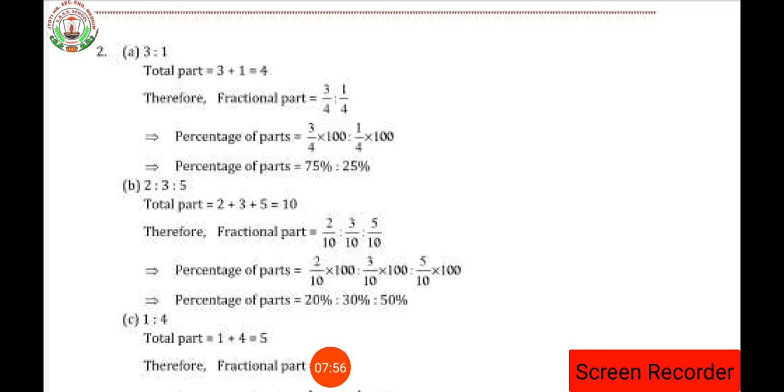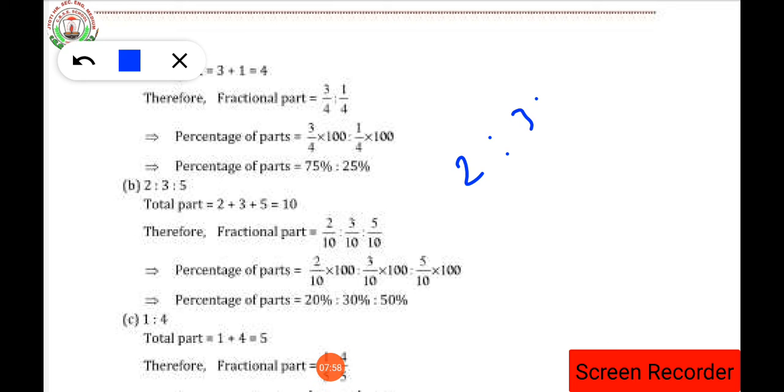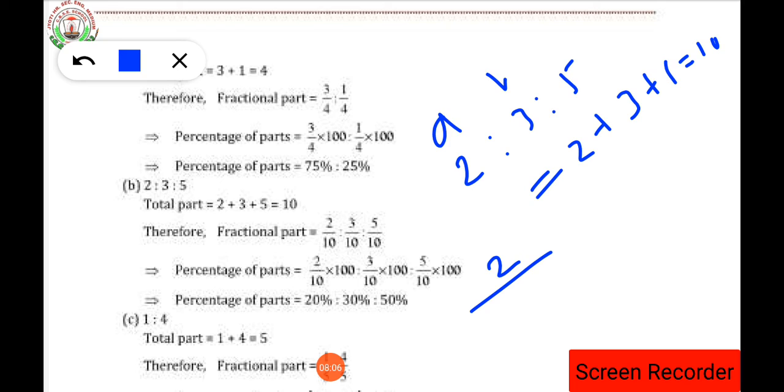In the same way, what you have to do? 2 is to 3 is to 5 we are having. Adding all the ratios together, how much will we get? We will get 10. So the first ratio is A, B, C. So first ratio upon total ratio into 100%. Okay, so you will get the answer as 20%.